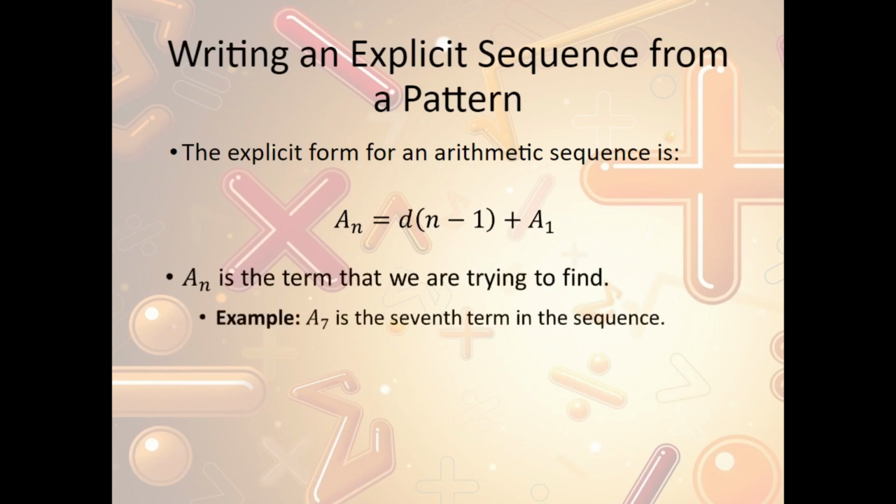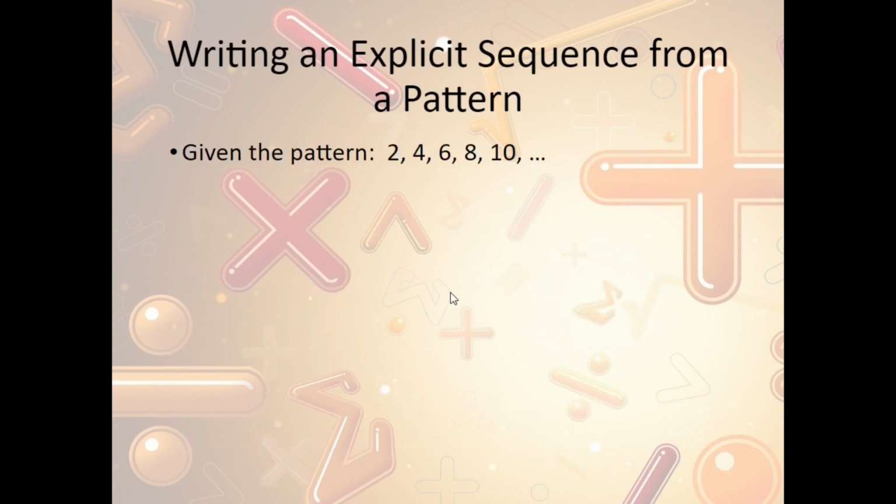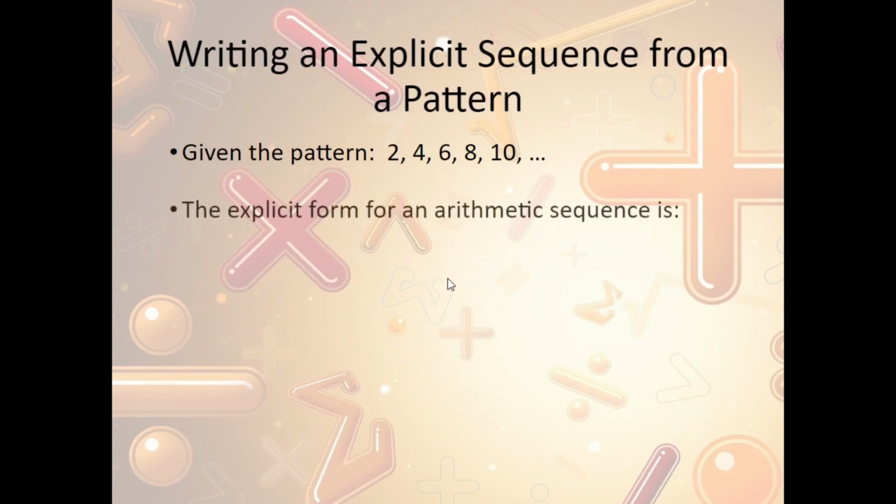So for instance, a sub 7 is the 7th term in the sequence. d is the common difference. n is the number of the term that we're trying to find. And a sub 1 is the first term in the sequence. So let's look at an example. We have a pattern here, 2, 4, 6, 8, 10. The explicit form then is a sub n equals d times n minus 1 plus a sub 1.